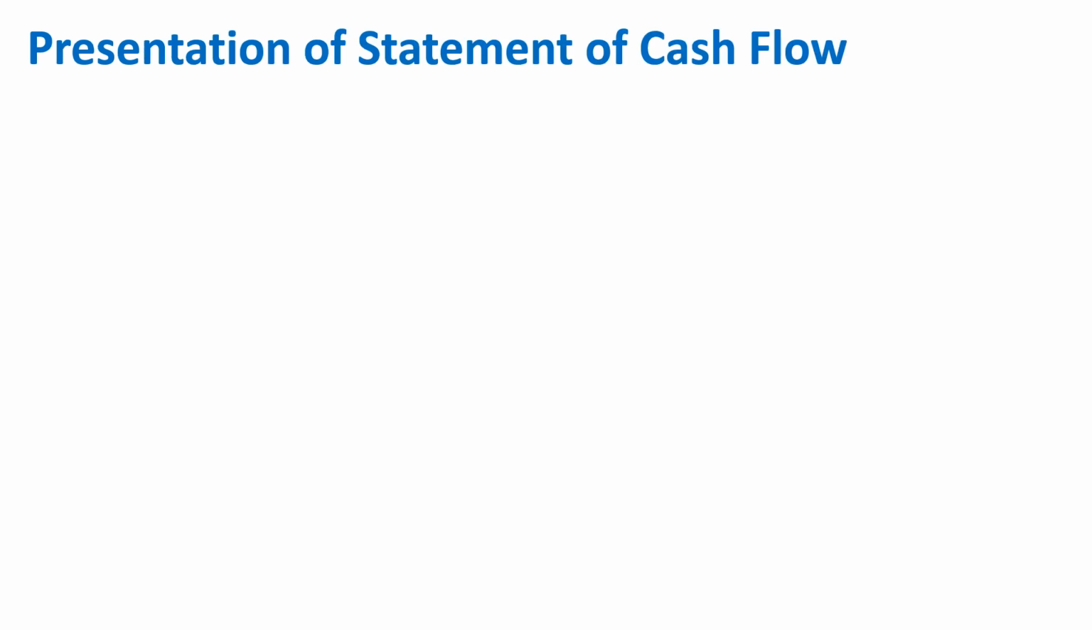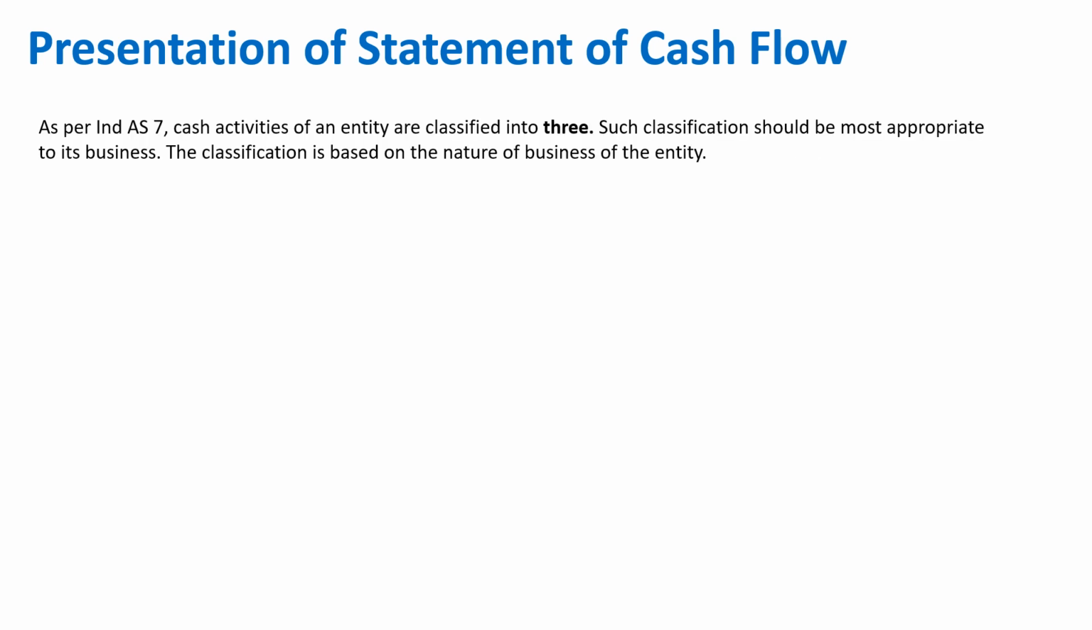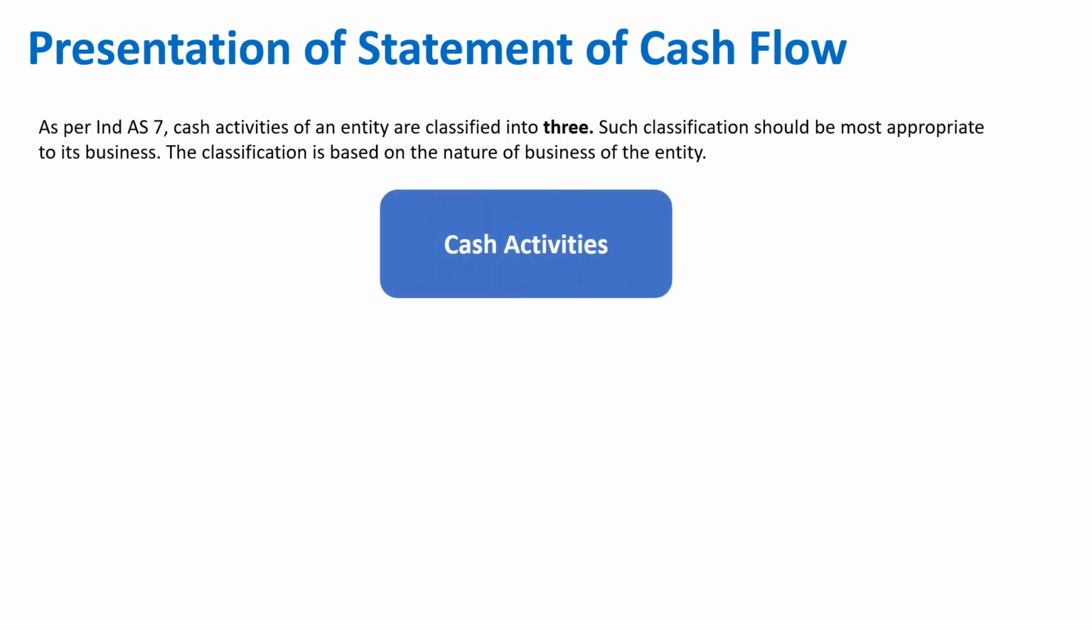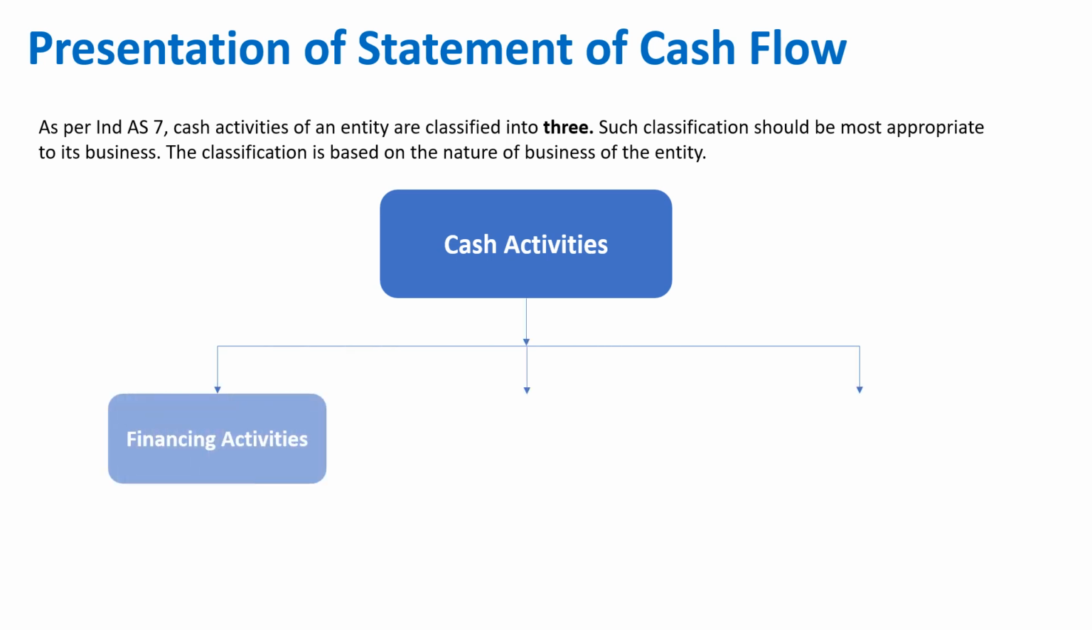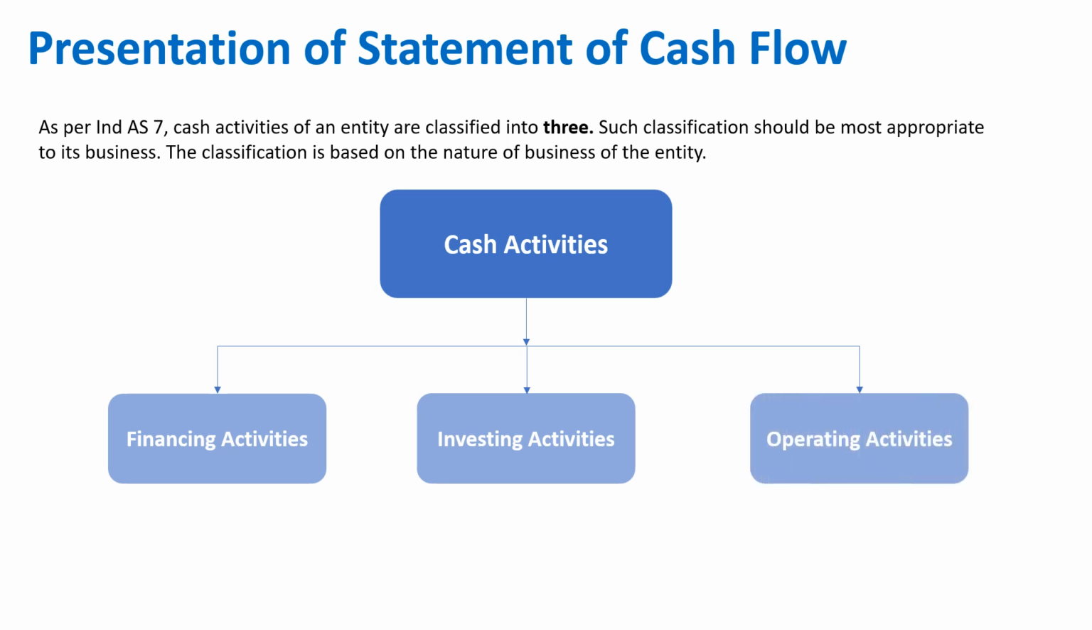Let's try to understand how the cash flow statement is prepared. As per Ind AS 7, cash activities of an entity have been classified into three. So there are three types of cash activities which we will explain in detail. Such classification should be most appropriate to its business. This classification is based on the nature of business of the entity. Okay. So let's see what are the different types of cash activity. The first one is financing activities. Second one, investing activities. And the third one is operating activities.